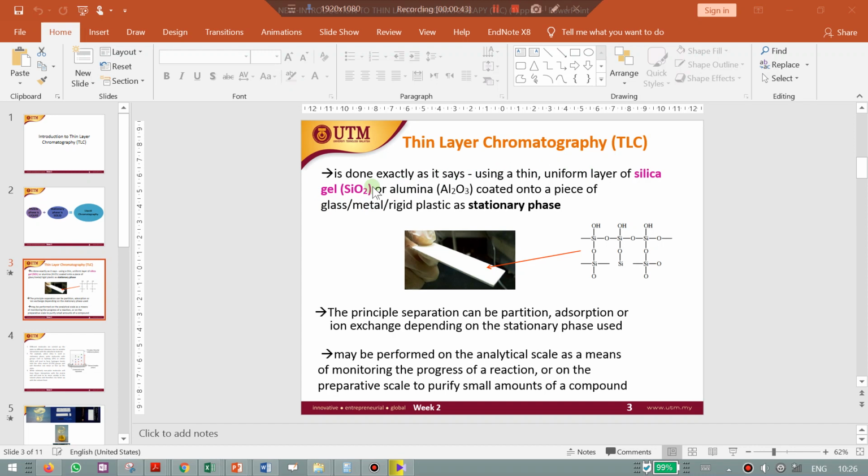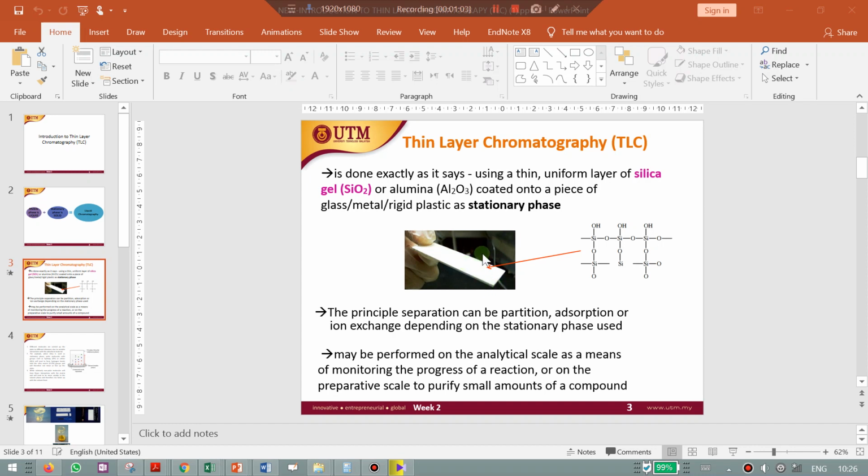How about the mobile phase? Okay, the mobile phase is the solvent you want to use to bring your analytes upward. Nanti saya akan bincangkan macam mana nanti. Hopefully ada gambar rajah kat bawah. Ada rasanya. Okay, so here is the example of a glass plate or metal plate or rigid plastic plate.